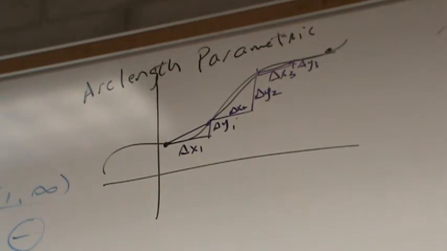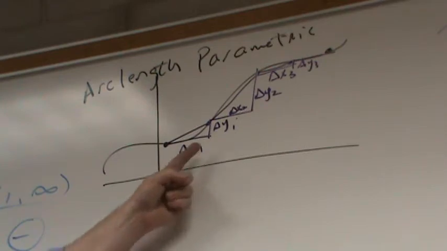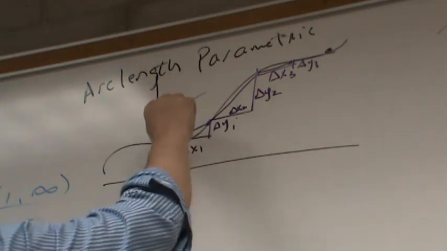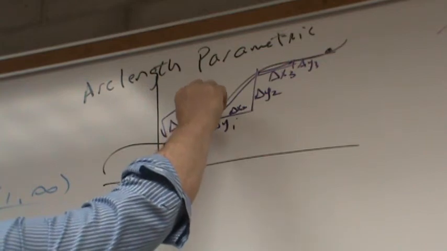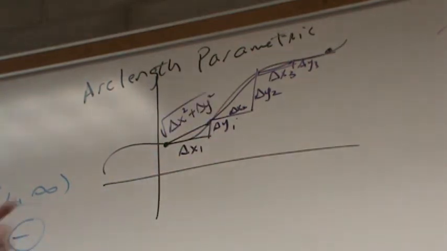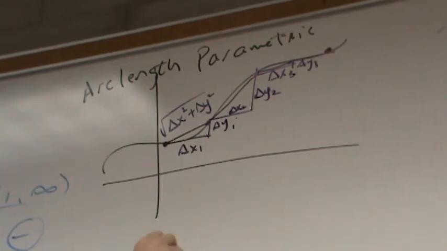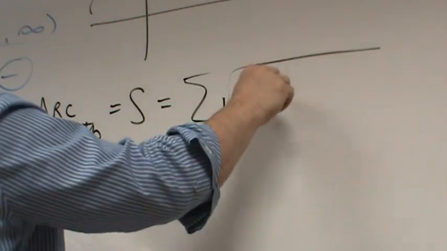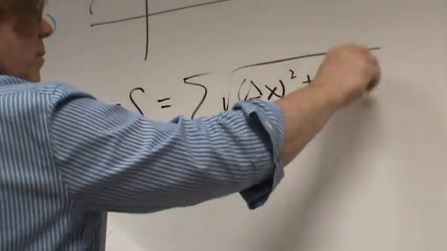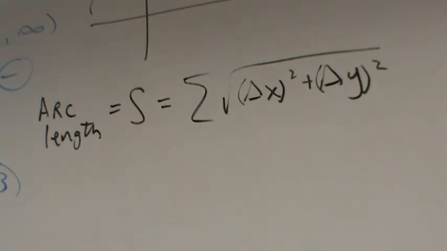You just add up a whole bunch of these hypotenuses, which, by the way, if this is delta x and that's delta y, then the hypotenuse is going to be the square root of delta x squared plus delta y squared, right? So what I'm really adding up is a bunch of square roots of delta x squared plus delta y squared. So I get to say this. Arc length, which we call S, ends up being the sum of all of the square roots of delta x squared plus delta y squared. That's it. We're just adding them up.